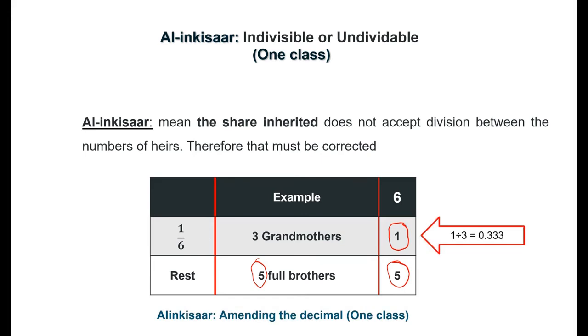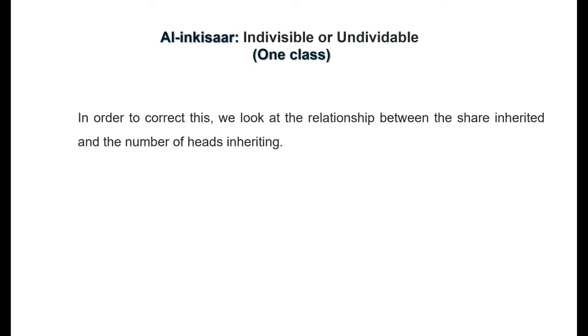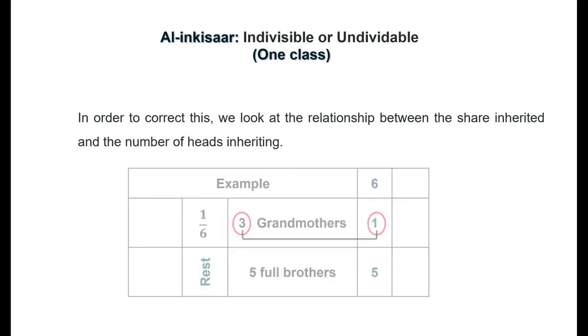So this means 1 divided by 3, we will end up with 0.3333. The ulama of inheritance in Islam don't divide the wealth in this manner, having decimal numbers. So therefore, the decimal must be amended. In order to correct this, we look at the relationship between the share inherited and the number of heads inheriting.